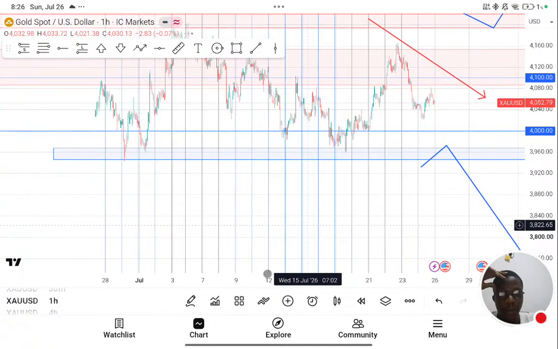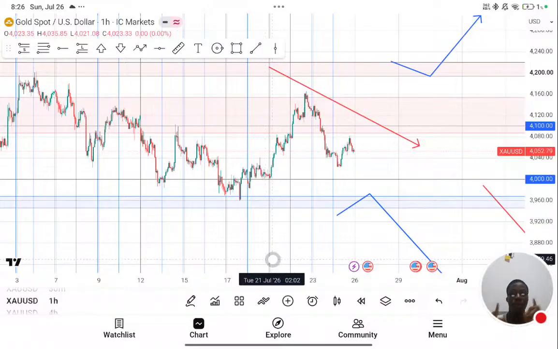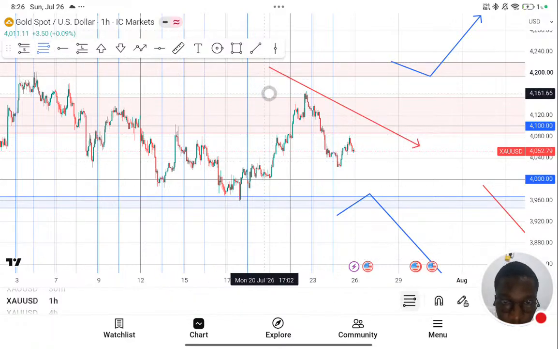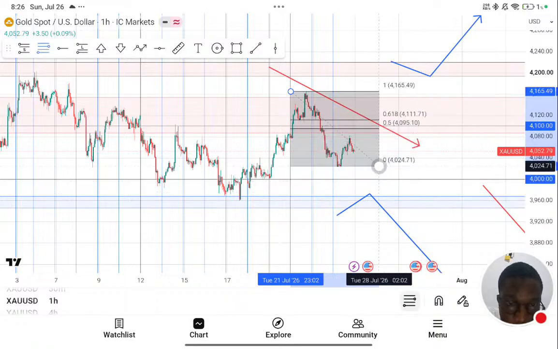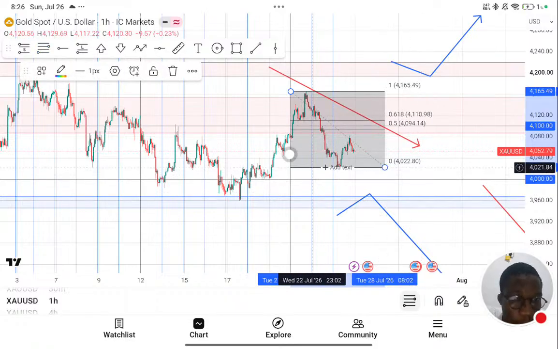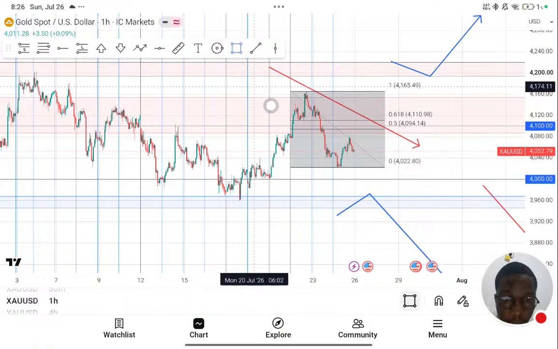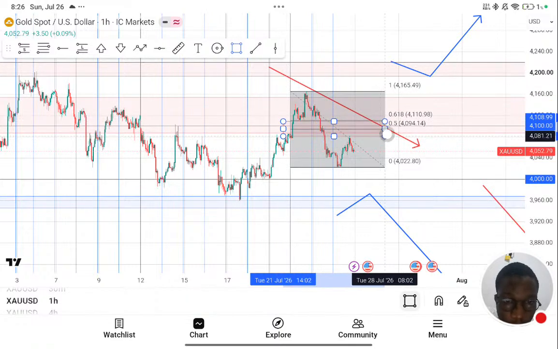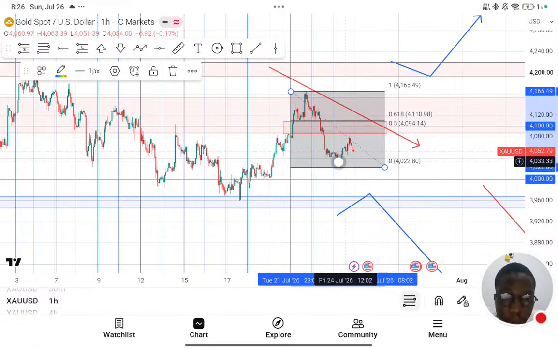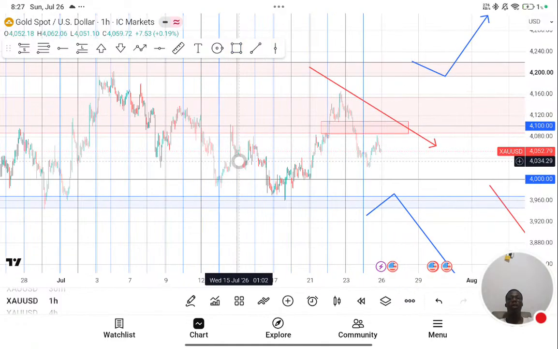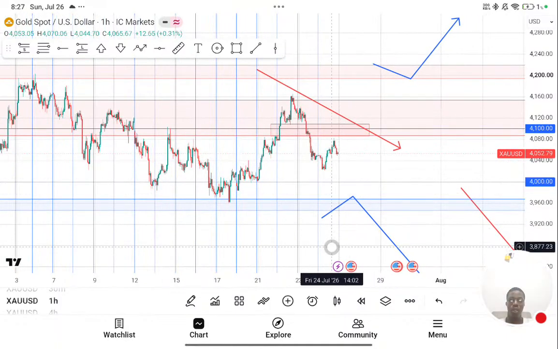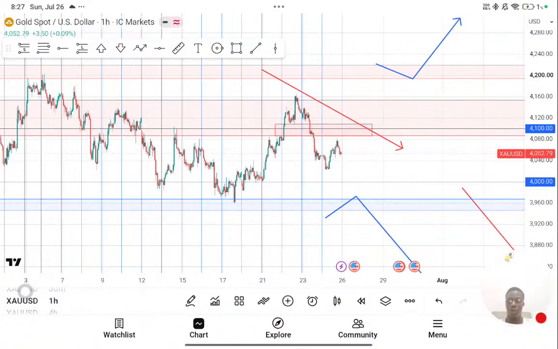So yeah, I hope this makes sense to someone out there. My work here is done. 4,100 is looking like a sweet sell zone. So we are bearish. Look up. But let's see how the market plays out when the whole thing opens.